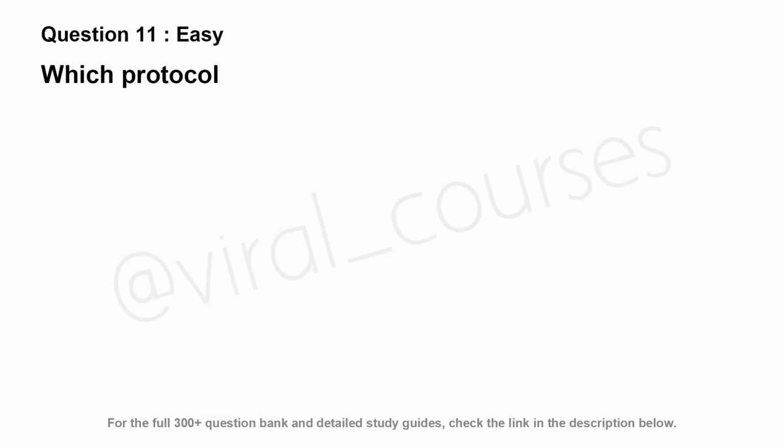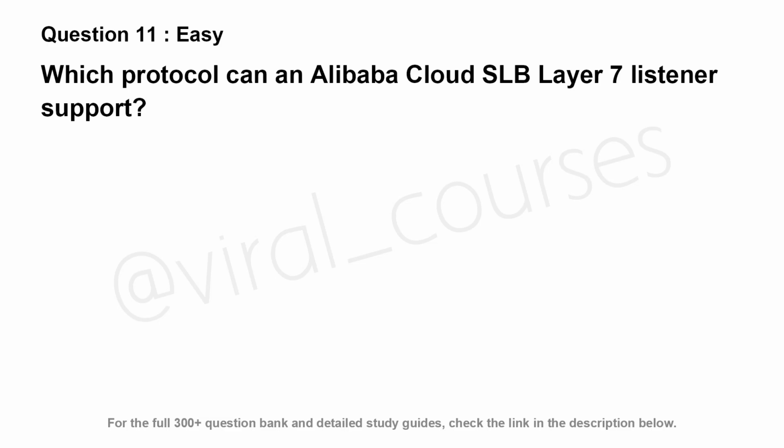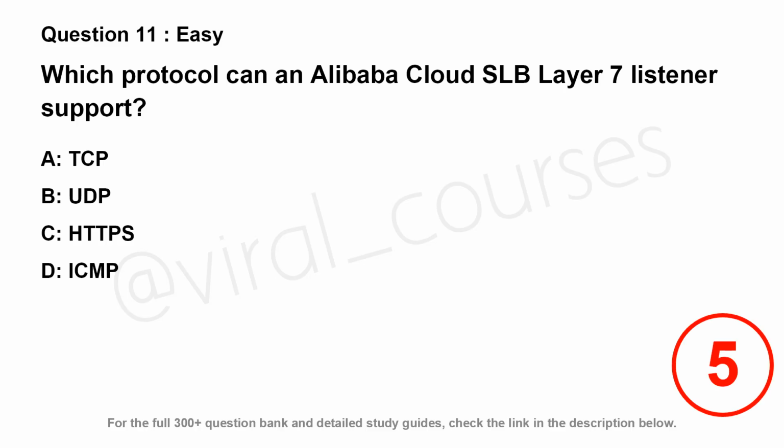Which protocol can an Alibaba Cloud SLB Layer 7 listener support? Option A, TCP. Option B, UDP. Option C, HTTPS. Option D, ICMP.